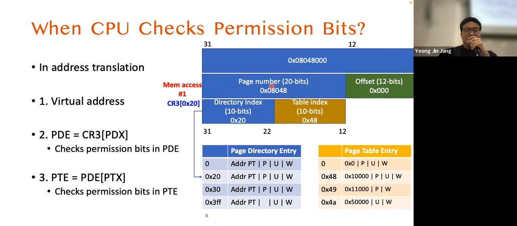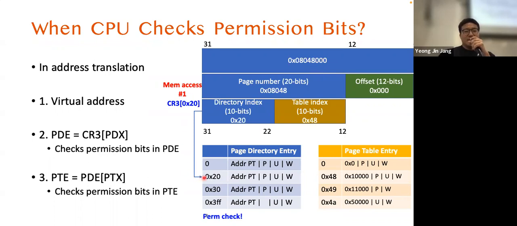Then we will split the top 20 bits into these two parts, and then we apply the first memory access from CR3 to refer to the page directory, and then choose the page directory entry. And then suppose we are running a write access this time.